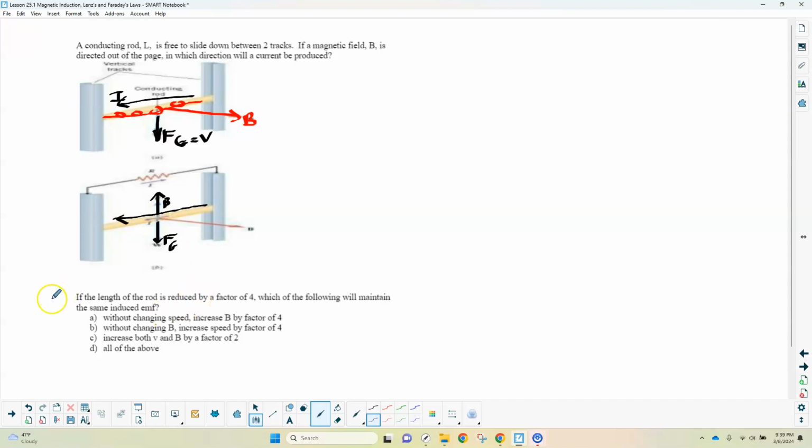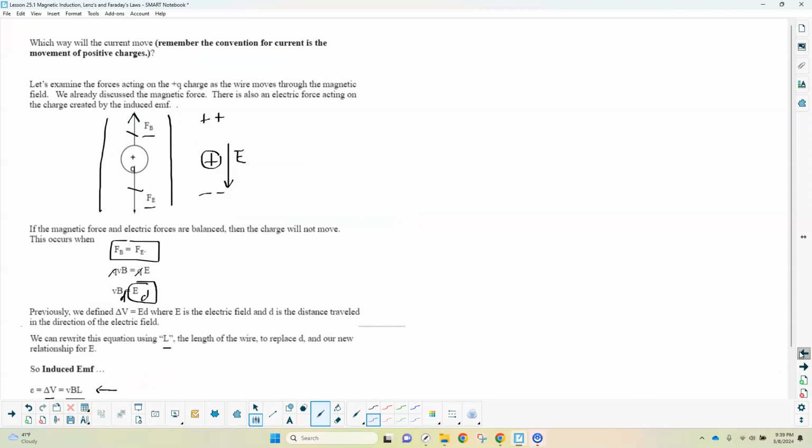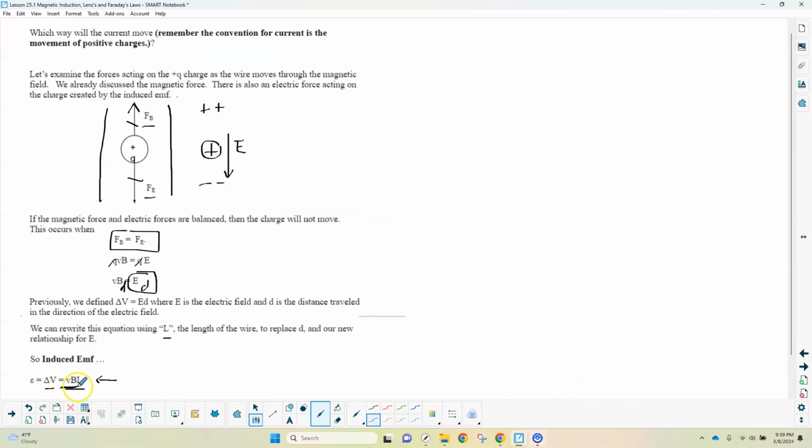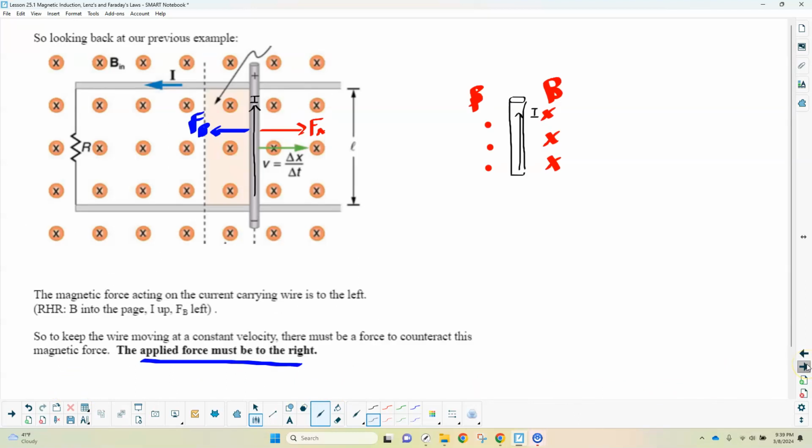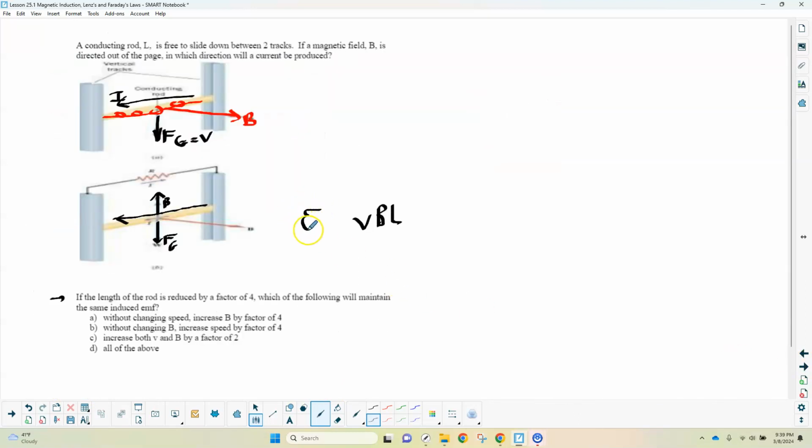All right. It says, same setup, if the length of the rod is reduced by a factor of 4, which of the following will maintain the same induced EMF? So again, it's VBL or VLB. Let me just go back and show you that equation again. Yep. So E equals VBL. So we're trying to keep this the same. And if we've reduced L by a factor of 4, so we divide it by 4, in order to keep E the same, we have to get this to increase by a factor of 4.